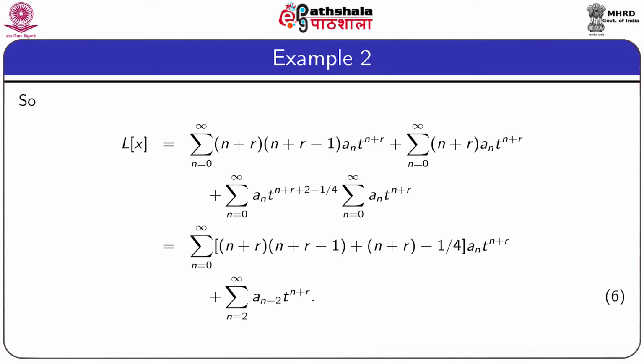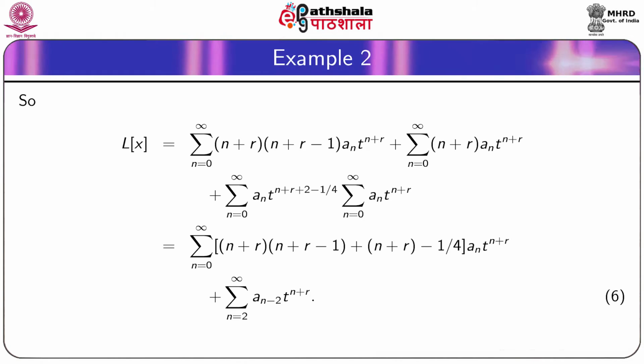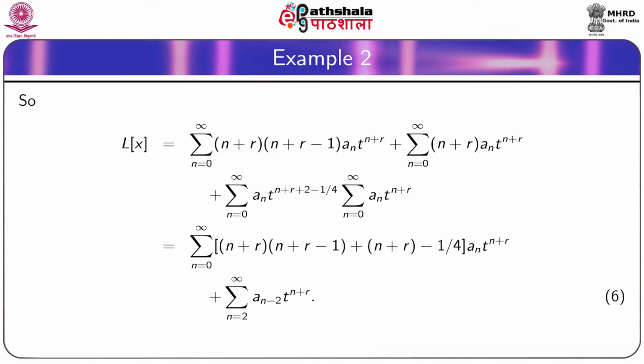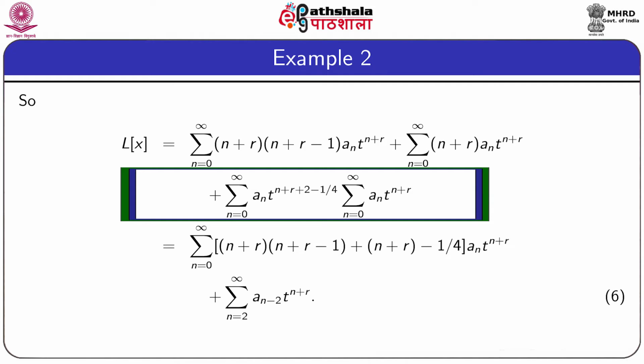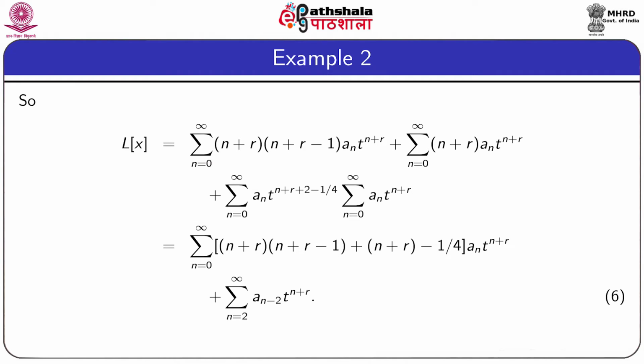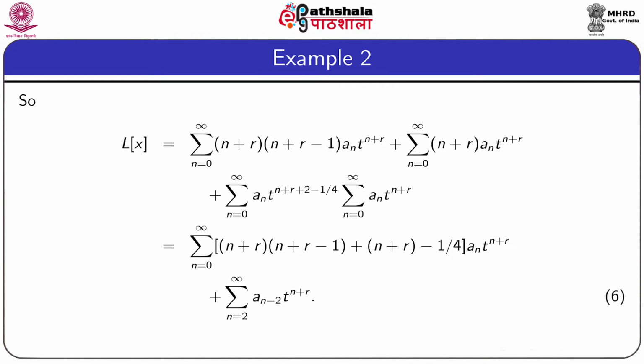Substituting x, x double dash and x dash in the given differential equation, we will get summation n equal to 0 to infinity (n plus r)(n plus r minus 1) a n t to the power n plus r plus summation n equal to 0 to infinity (n plus r) a n t to the power n plus r plus summation n equal to 0 to infinity a n t to the power n plus r plus 2 minus 1 by 4 summation n equal to 0 to infinity a n t to the power n plus r, which after simplification gives summation n equal to 0 to infinity [(n plus r)(n plus r minus 1) plus (n plus r) minus 1 by 4] a n t to the power n plus r plus summation n equal to 2 to infinity a n minus 2 t to the power n plus r, given by equation number 6.